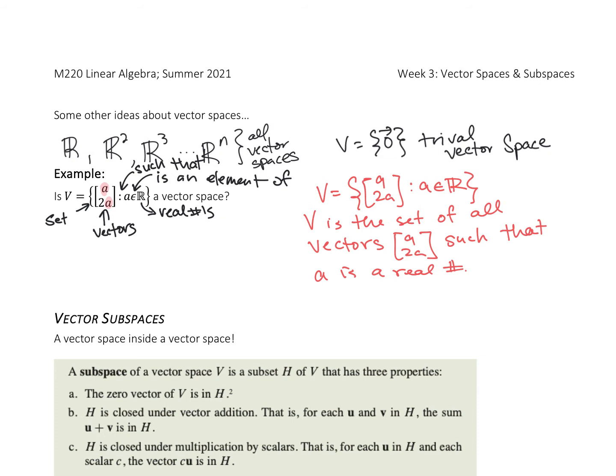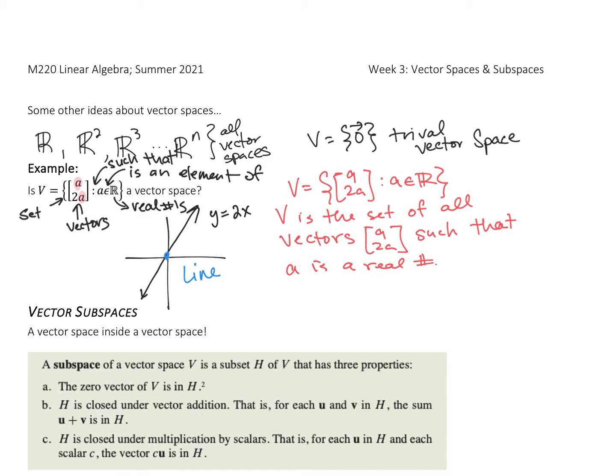And it turns out, if we think about how this works, if x is a and y is 2a, well, oh, hey, isn't that the line y equals 2x? Doesn't that kind of make sense? So this is a line, and it goes through the origin. So let's run through some of these things, just real quick.